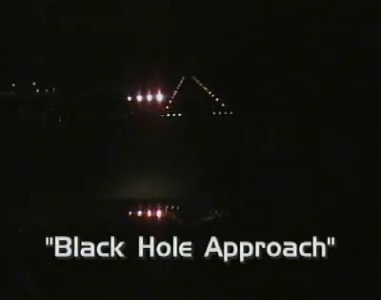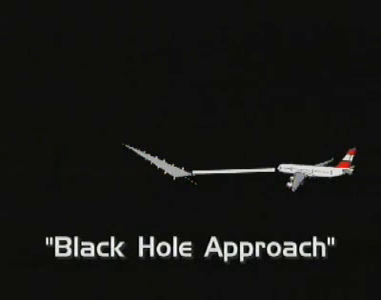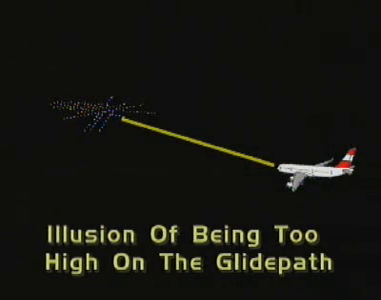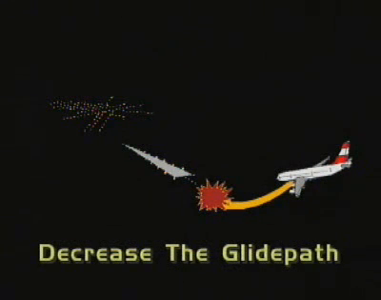Night flying has illusions also. A final approach during a dark night, with no stars or moonlight, with no lights before the runway, and city lights or rising terrain beyond the runway, is known as a black hole approach. An approach under these conditions may produce a visual illusion of being too high on the glide path. If you believe this illusion, you may respond by pushing the aircraft nose down to decrease the glide path. This action could cause you to land short of the runway.